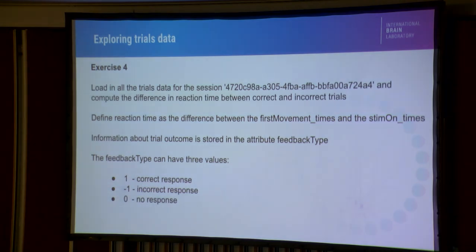All right, so now we have an exercise for you that is very similar in structure. First, we would like you to load in the trials data for the session EID you see here and compute the difference in reaction time between correct and incorrect trials. For the sake of this exercise, we want you to define the reaction time as the difference between the first movement onset that's detected on the wheel and the stimulus onset. And in order to know which trial was correct or incorrect, you will have to use the feedback type variable.